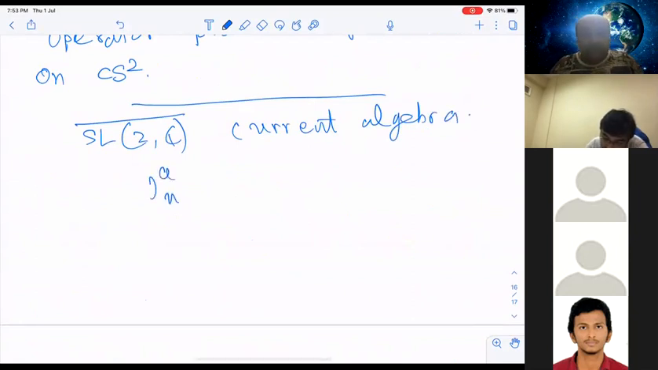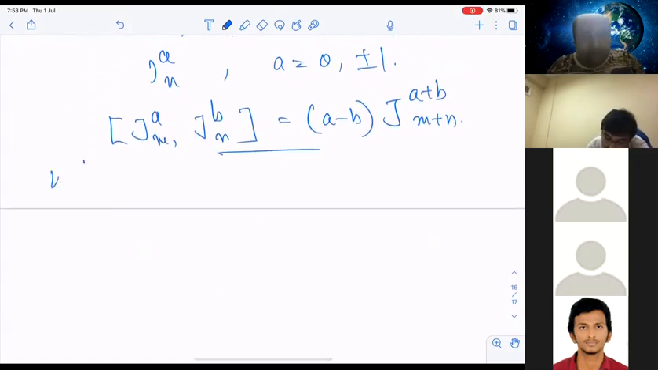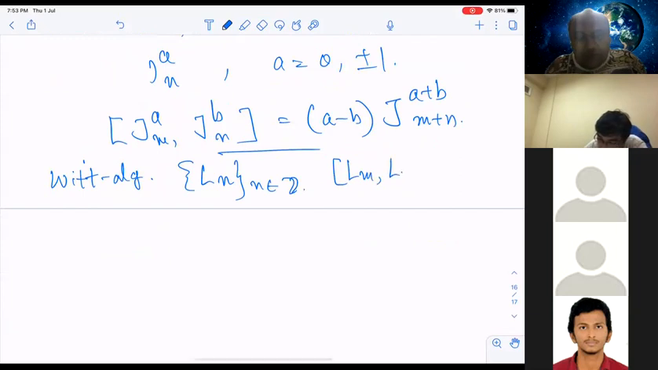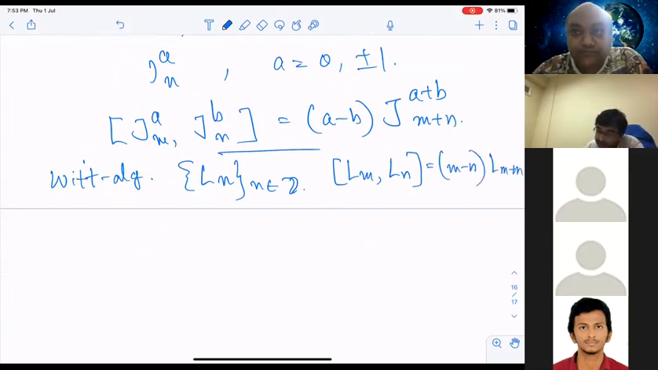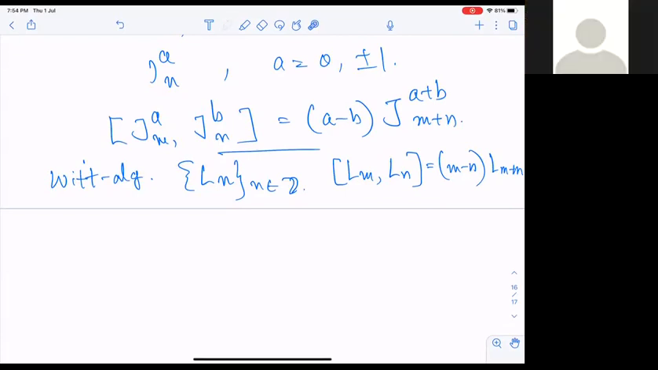So you have these coefficients J, A, N, where A is 0, plus or minus 1, and then the commutator is this. And what is the Witt algebra? The Witt algebra has these generators, L_n, and then that algebra is this. So it's a one index object. So they are not the same actually. This is essentially a two index object, and this is a one index object. So is that clear?